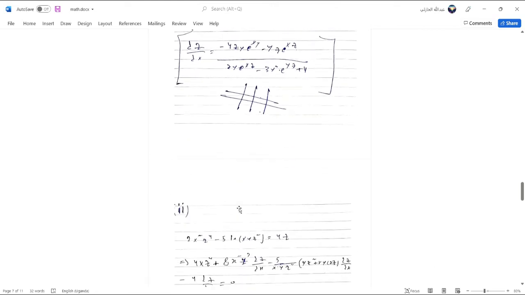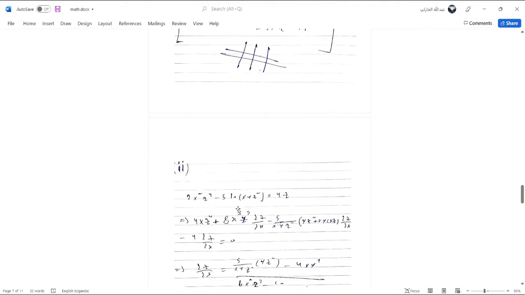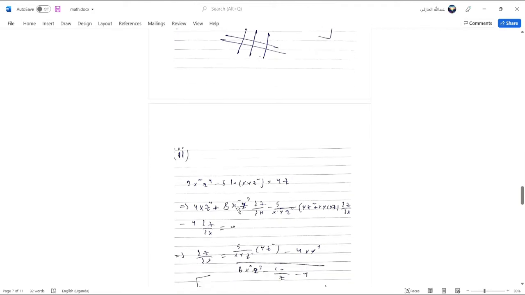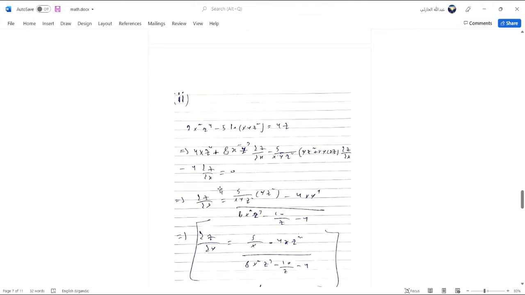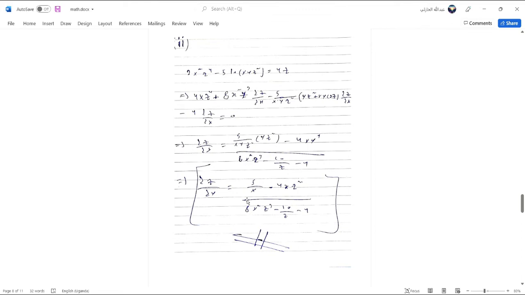So in the same question, we have part II. We have to find it like what we did in I. So as you see, we do the calculation and we do the methods. We find the answer in front of you.